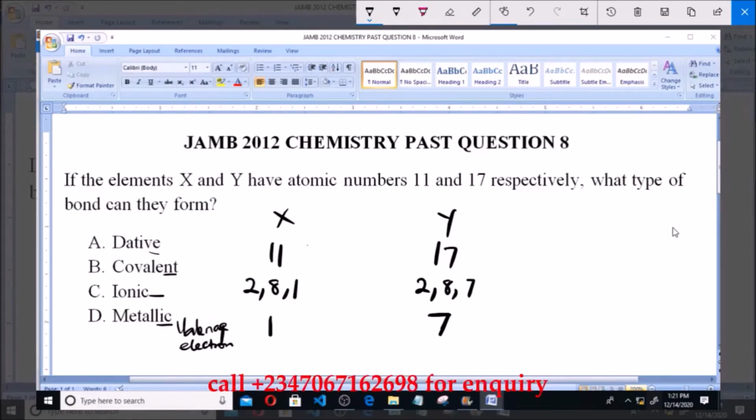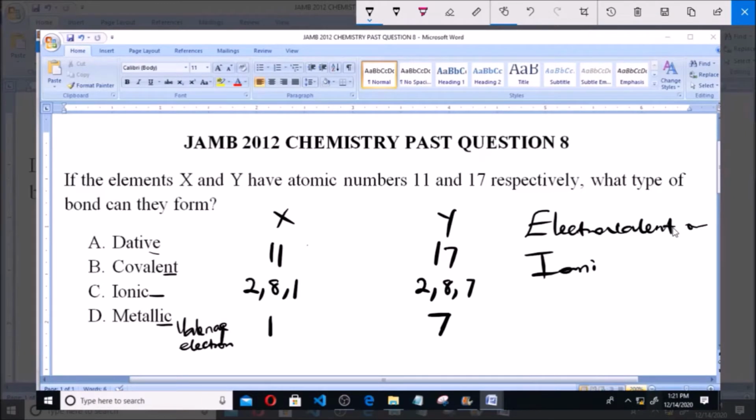Now this type of bonding, which involves the transfer of electrons, is known as electrovalent or ionic bond. It's a type of bond that involves the transfer of electrons from one atom, usually a metal, to another atom, usually a non-metal.